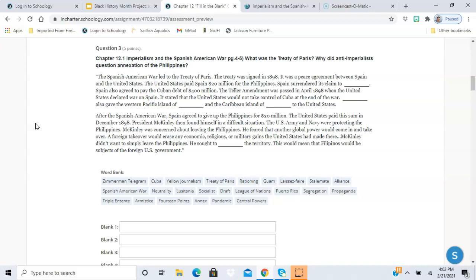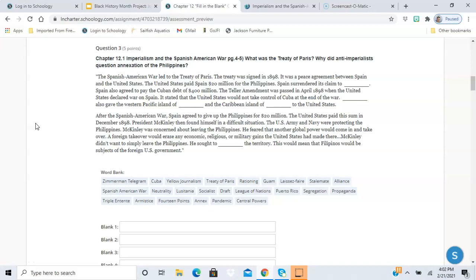President McKinley then found himself in a difficult situation. The U.S. Army and Navy were protecting the Philippines. McKinley was concerned about leaving the Philippines. He feared that another global power would come in and take over. A foreign takeover would erase any economic, religious, or military gains the U.S. had made there. McKinley didn't want to simply leave the Philippines. He sought to blank the territory. This would mean that Filipinos would be subjects of the U.S. government.